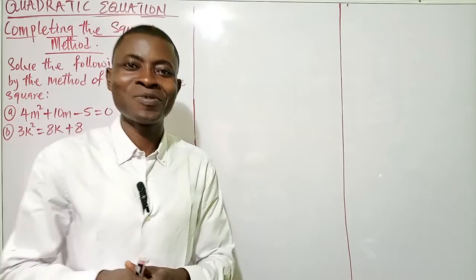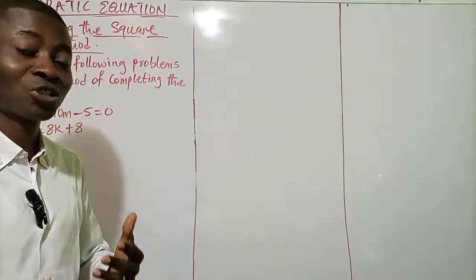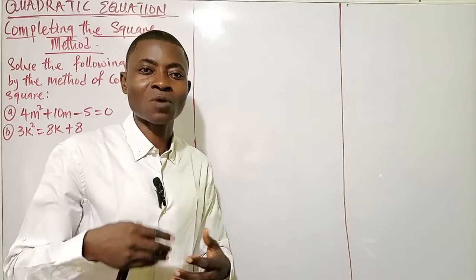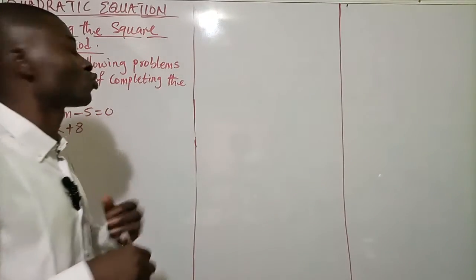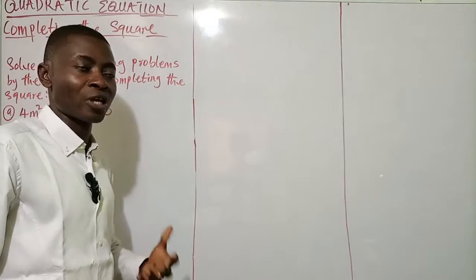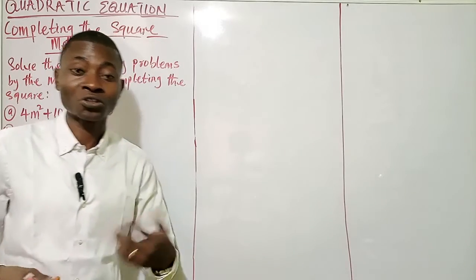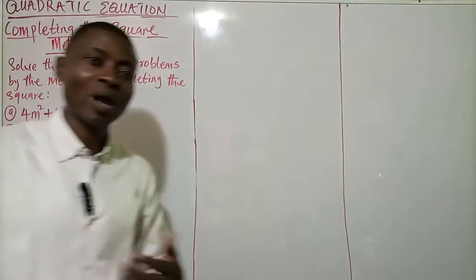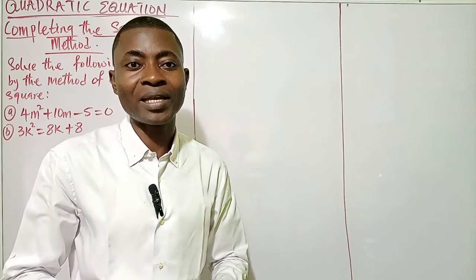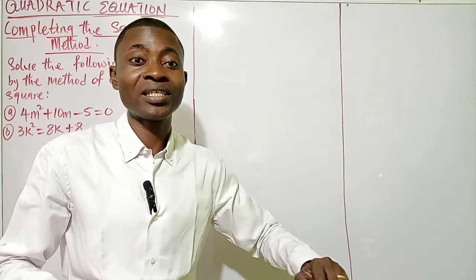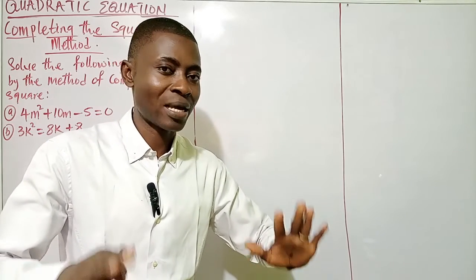Still on quadratic equations. This time we'll be looking at another method we can use to answer quadratic problems, called the completing the square method. We've talked about the factorization method. We've also shown how we can construct a quadratic equation when we are given the roots. This time we're going to see how we can use another method to solve quadratic equations, and this is called the completing the square method.